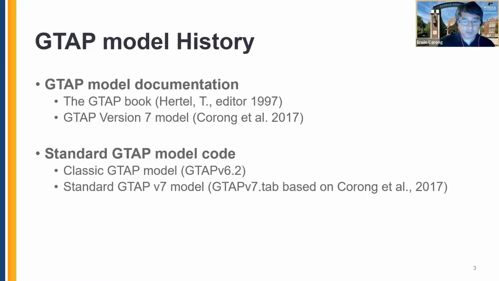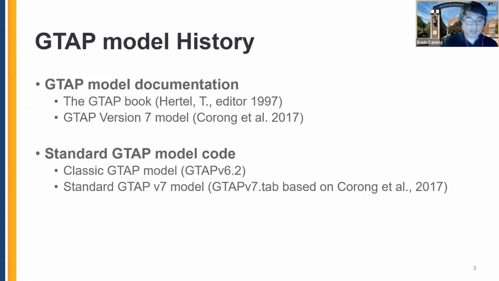So in the GTAP v7 model code, we rewrote the model code in such a way that it follows the documentation, so users can read the documentation and the tab file side by side, so that it would be easier for everyone to get into the model, we hope. And we also changed the valuations from the agent market world to basic price, producer price, purchasers prices.